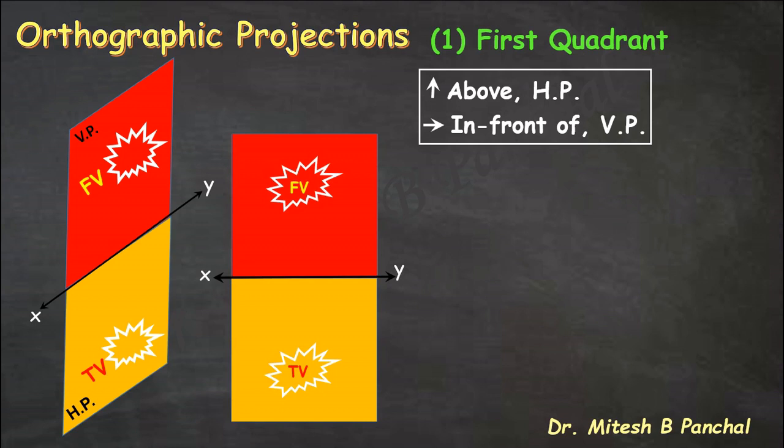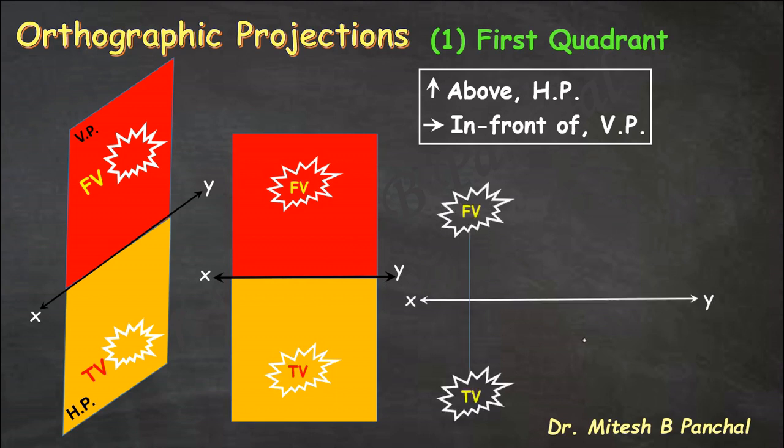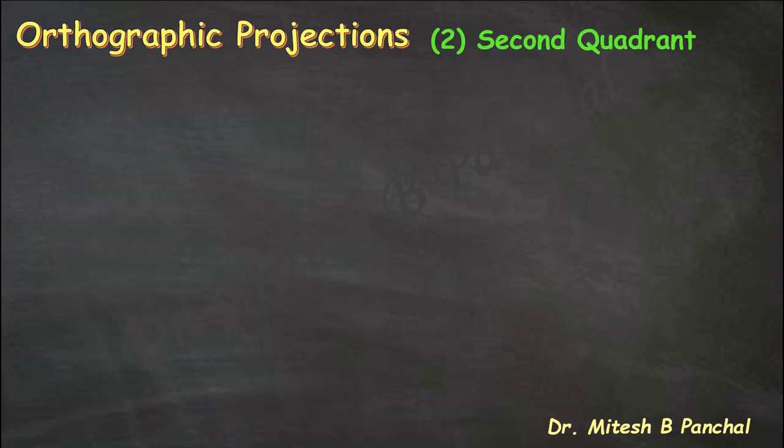Now when you look from the front side, we will get the answer like this. So the ultimate answer when the object is in first quadrant is this. XY line is there, and the front view of the object will be above the XY line while the top view of the object will be below the XY line. So the answer is, when the object is in first quadrant, front view will be above XY line and top view will be below XY line.